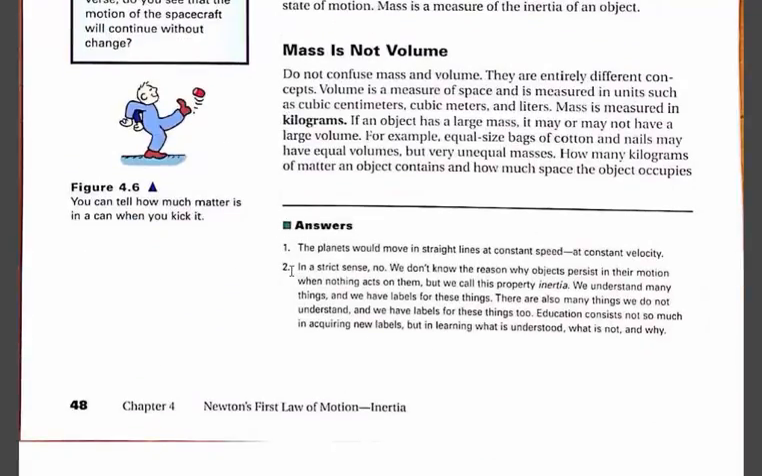Here's the answer at the bottom of the page for number 2. In a strict sense, no. We don't know the reason why objects persist in their motion when nothing acts on them, but we call this property inertia. We understand many things and we have labels for these things. There are also many things we do not understand and we have labels for these things too. Education consists not so much in acquiring new labels, but in learning what is understood, what is not, and why.